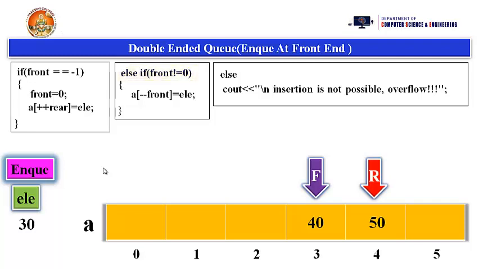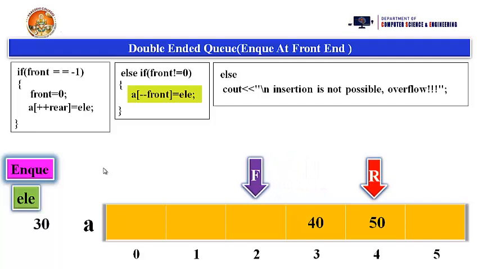Now we follow the else if statements here. And what are the else if statements here? A of --front equal to ELE. So now we need to decrement the front value, and at that particular position we insert the value. Using the front end we insert the value here, so we decrement the front value, then insert the value. It means we are moving to the second index position, and at this position we insert the value 30.